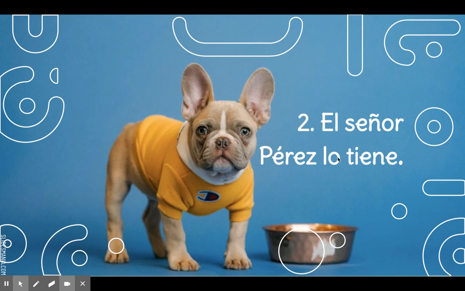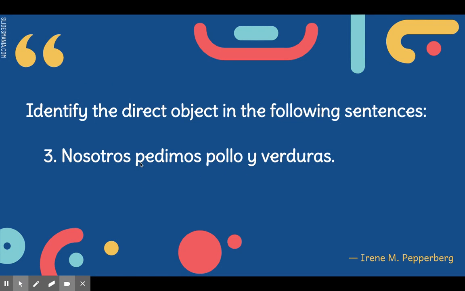So where do I put it? Since there's only one verb, look at my lo. It's right before tiene. El señor Pérez lo tiene. Okay? Which in English this says Mr. Pérez has it. What does he have? He has my notebook. Okay? Lo is referring to the cuaderno. This one has one verb as well. So there's only one spot I can put it.